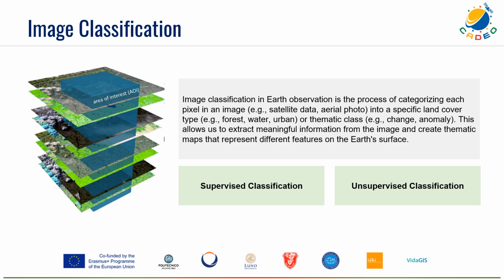This allows us to extract meaningful information from the image and create thematic maps that represent different features on the Earth's surface. There are two main types of classification: supervised classification and unsupervised classification. Both have unique methodologies, strengths, and applications, and we will explore these in detail today.